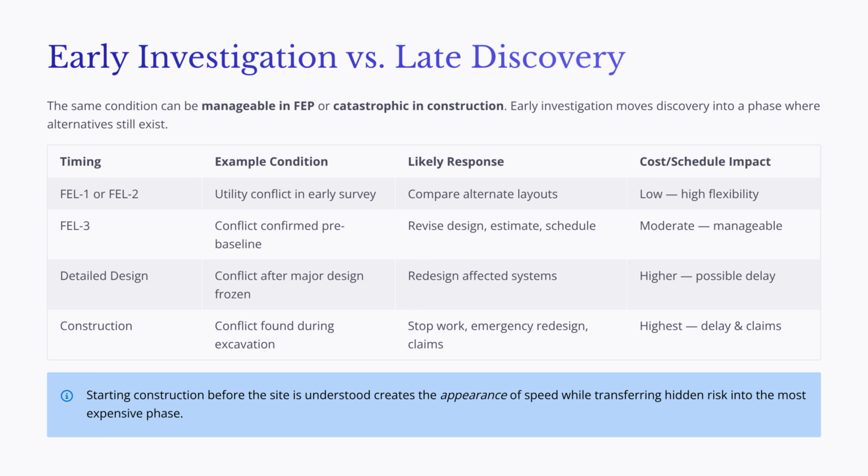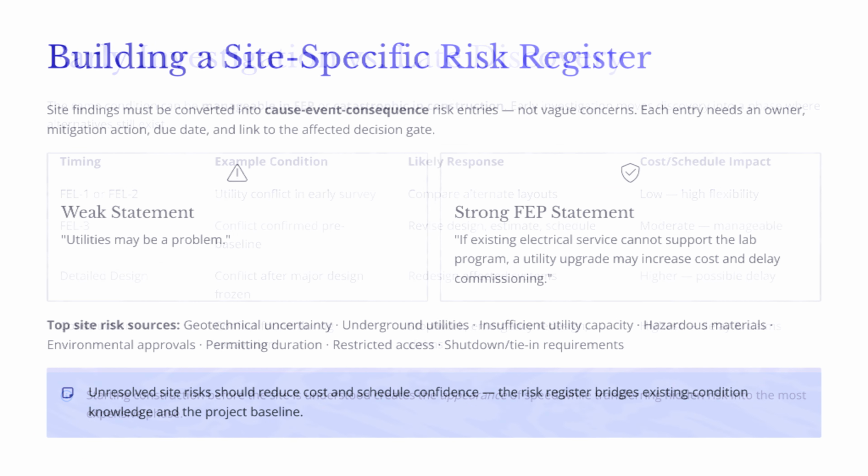Starting construction before the site is understood may create the appearance of speed, but in reality, it often transfers hidden risk into the most expensive phase of the project. Front-end planning protects the project by making uncertainty visible before the owner commits major capital.